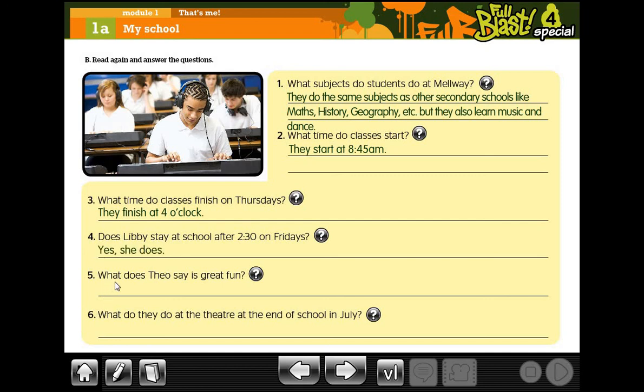Number 5. What does Theo say is great fun? Do you remember? What is great fun? Very good, hip-hop. The last question. What do they do at the theatre at the end of school in July? Very good. They give a dance performance.